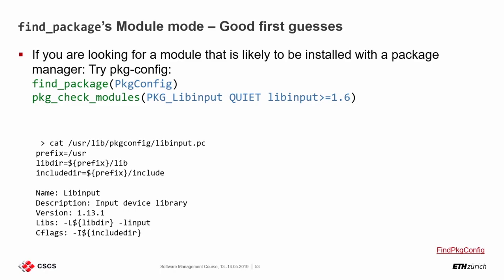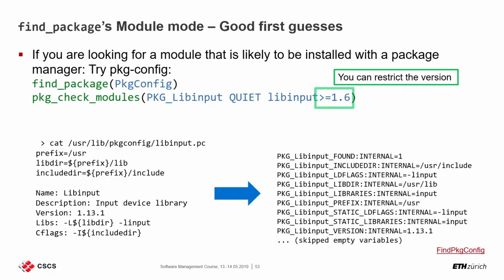So if we have a module that is most likely installed with a package manager, with apt-get or whatever, we can first find PkgConfig, which looks for pkg-config, the executable, and pkg_check_modules will check for libinput, which is the name of the package, and we can also restrict the version. So we can say, okay, I want to find libinput with version larger than 1.6.